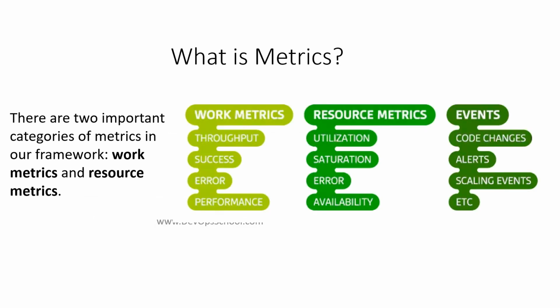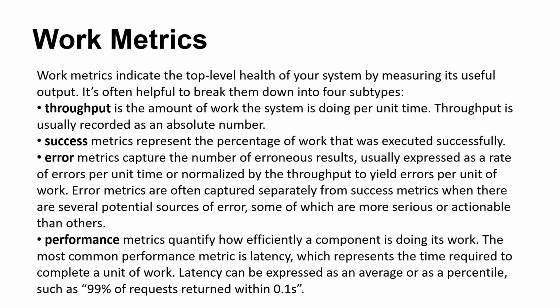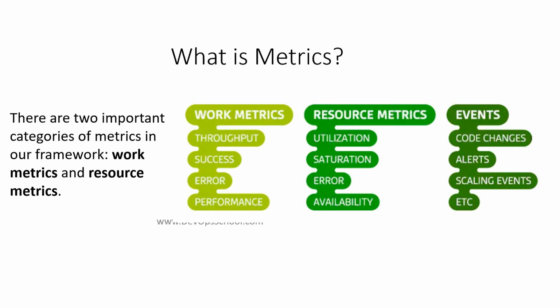These are the different kinds of metrics you'll see: work metrics, resource metrics, event metrics, and so on. Work metrics mean throughput, success rate, errors, performance. Resource metrics mean utilization, saturation, error, availability. Event metrics mean code changes, alerts, scaling events, and so on. For work metrics, I'll just discuss at a high level: you can see the throughput, success, error, performance, and so on.